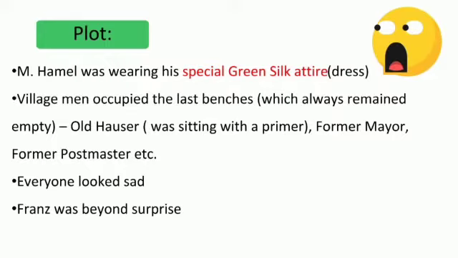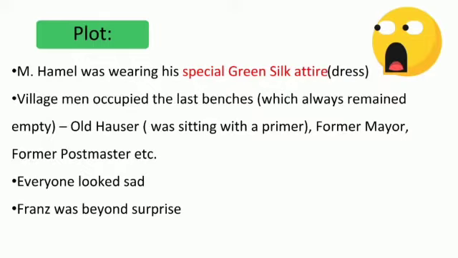And when Franz further looked all around the class, he observed that the last benches, which were always supposed to be empty, were now occupied by some village people. There was the old hosier who was sitting, and the former mayor was also there, the former postmaster was also there, and everyone was very sad. There was a morbid atmosphere in the entire class. Franz was absolutely surprised to see all of those things.